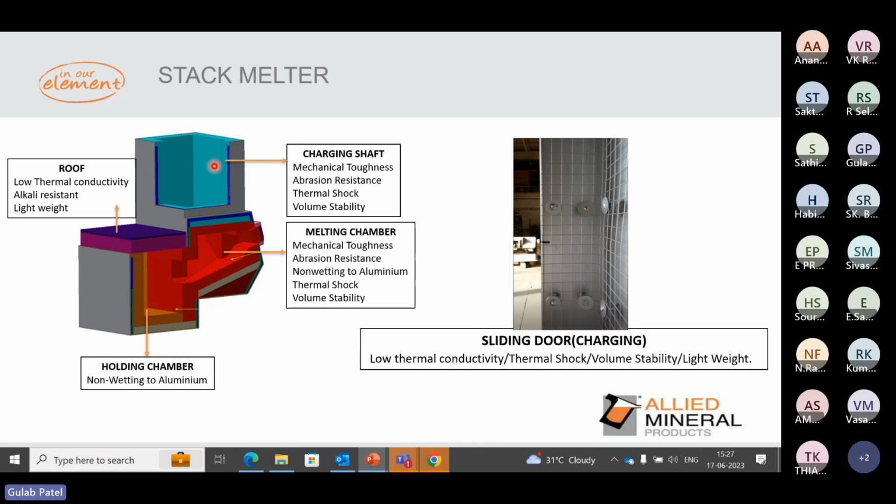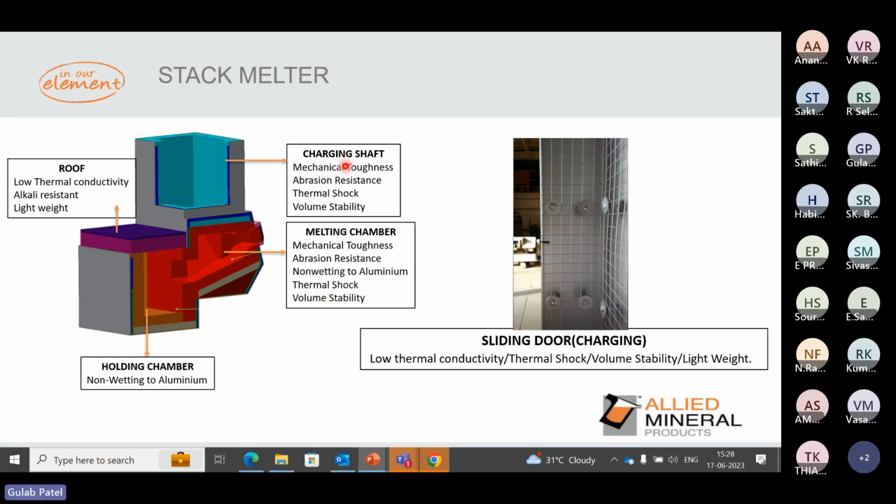Coming lower, into the melting chamber, again the mechanical toughness is required because this is attached to the charging area. But since the melting is happening here, apart from strength the product has to have a non-wetting characteristic to aluminum. A non-wetting package should be in the system so that it can resist the sticking of aluminum and brass. Then again the thermal shock and the volume stability we talked about earlier, because if a lot of dross and corundum sticks in this system, that will drastically reduce your volume, and that will directly affect the whole tower melting production.